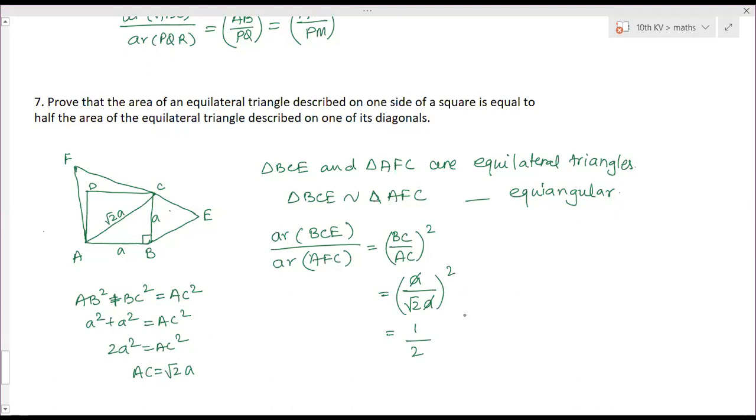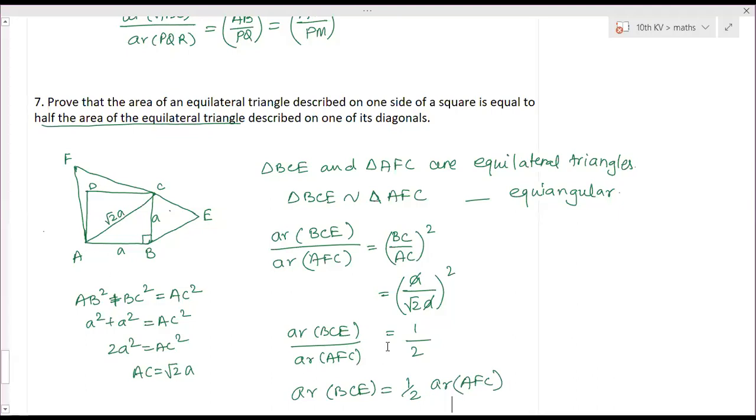Is it clear? Yes, ma'am. Sorry, one more step is left out. Area of BCE by area of AFC is equal to 1 by 2. So what they are asking, one triangle is half the area of the other triangle. So area of BCE is half the area of AFC. That is what we have to prove. Clear? Yes, ma'am.